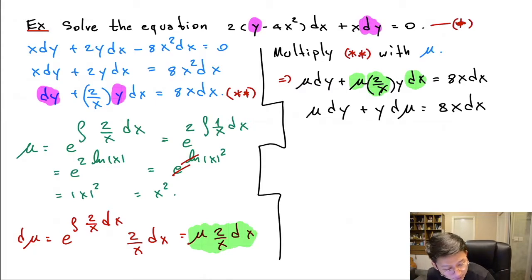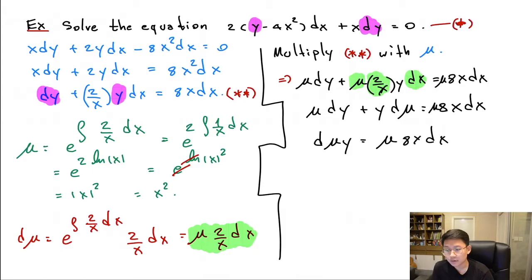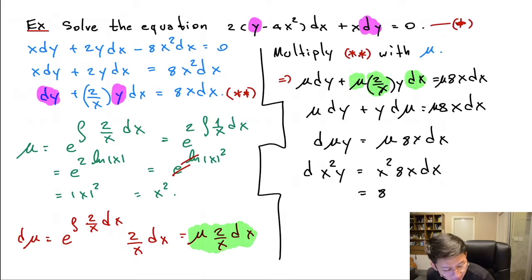Okay, you have mu here as well, because you multiply mu to the whole equation, right? So you have d mu y equals mu 8x dx. But what is mu? Mu is x squared, and then you substitute mu with x squared, and that is actually 8x cubed dx, and then you integrate this plus c.